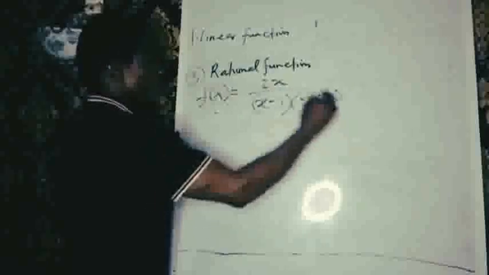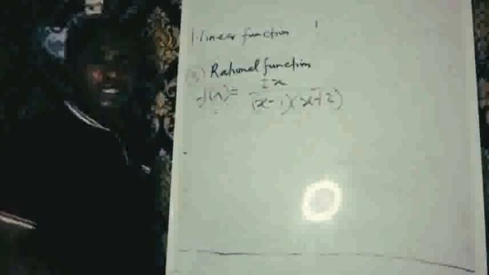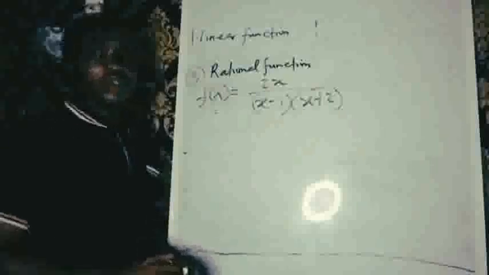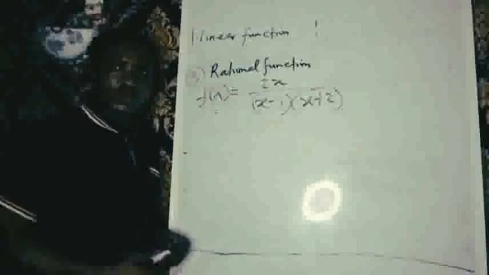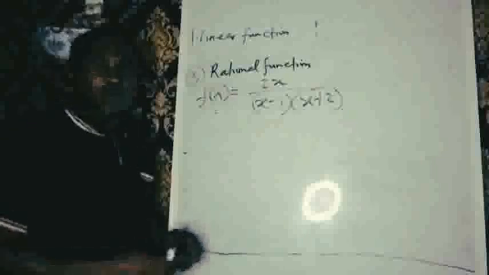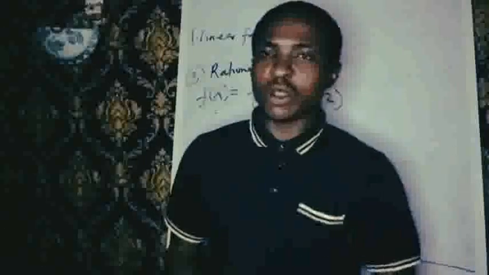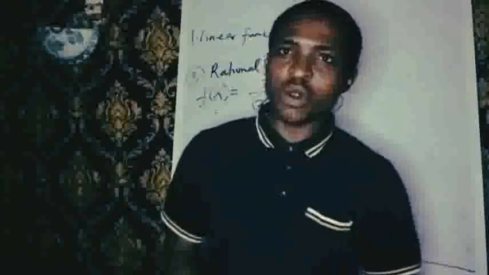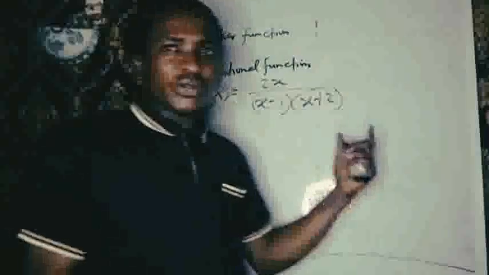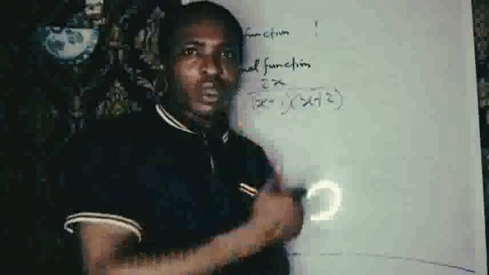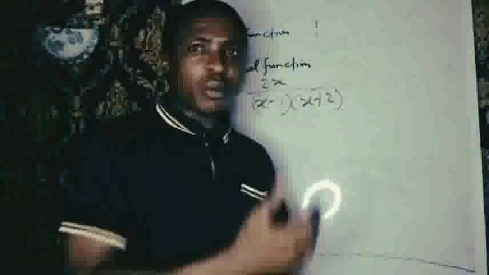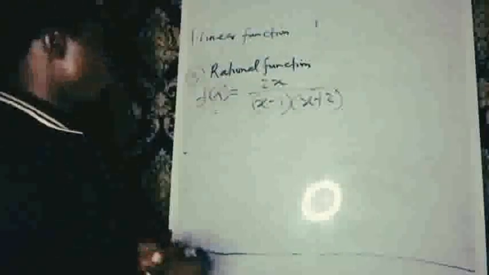I'm going to take another example: f(x) equals 2x all over (x minus 1)(x plus 2). Our challenge here is with the denominator and not the numerator. We don't have restriction on the numerator; where we have restriction is on the denominator. That's why we always work on the denominator. It is only when we have 0 here that this function will be undefined. So we are looking for those numbers that will make this function undefined, and we'll eliminate them at the end of the day.